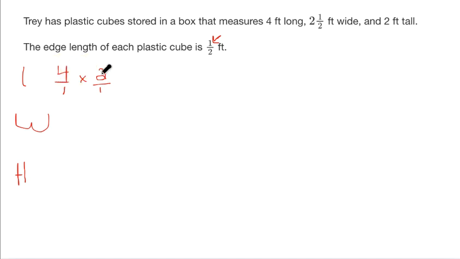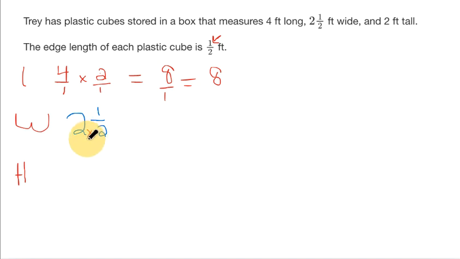So 4 times 2 equals 8 over 1, which simplifies to 8. So our length there is 8. Now width, I'll go ahead and change the colors. Our width is 2.5. So this is already in fraction form, it just happens to be a mixed number. So I need to change that into a proper fraction.